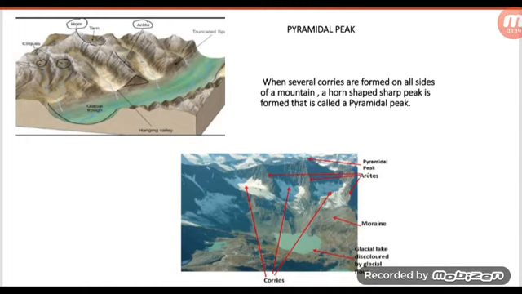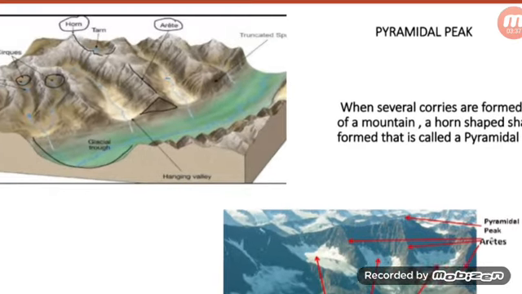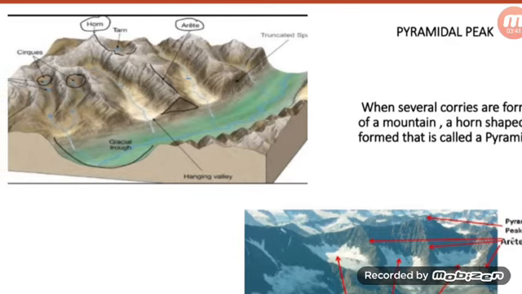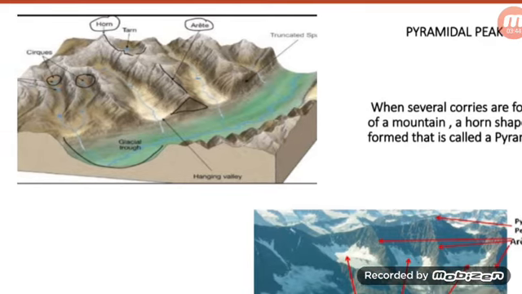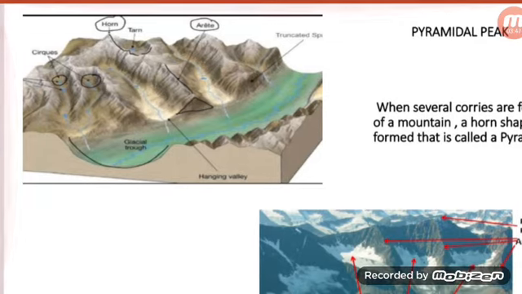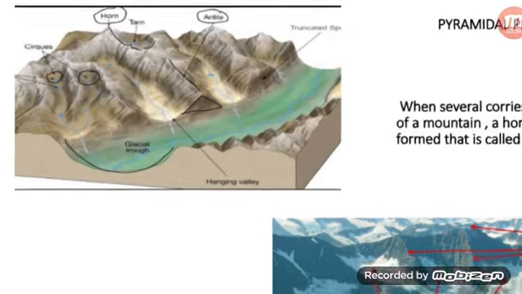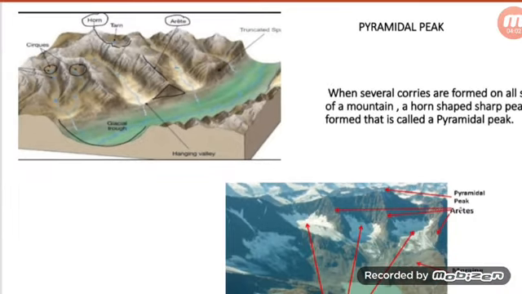Now the next feature that we come across in the mountains formed by the erosional work of a glacier is called a pyramidal peak. When several corries are formed on all sides of a mountain, a horn-shaped sharp peak is formed that is called a pyramidal peak. See in this diagram, it's shown that these are called horns or peaks, and you can also see cirques and aretes marked here. So when the mountain has a number of cirques on all sides of it, and there are aretes also, the top peak of the mountain becomes very sharp. That is called a horn or a pyramidal peak because it looks like a pyramid.